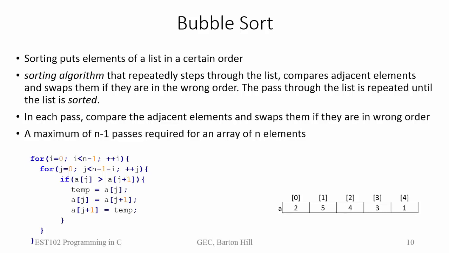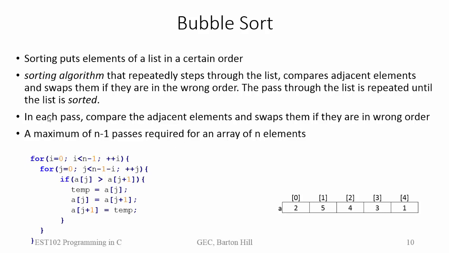Okay. So bubble sort is a sorting algorithm that repeatedly steps through the list, compares adjacent elements and swaps them if they are in the wrong order. The pass through the list is repeated until the list is sorted. Just consider that we have an array of elements and we want to sort it in ascending order.